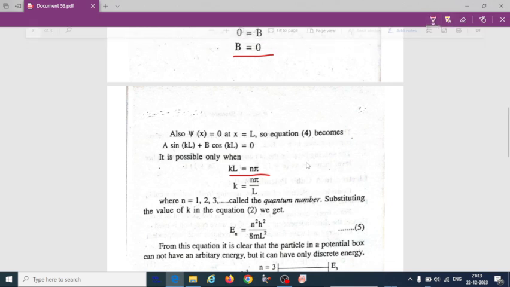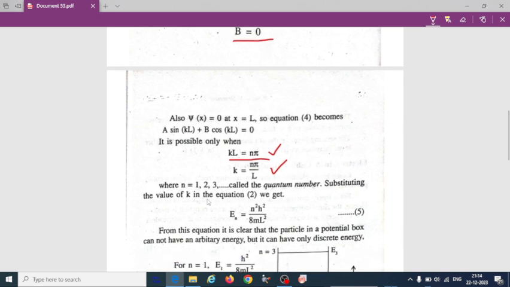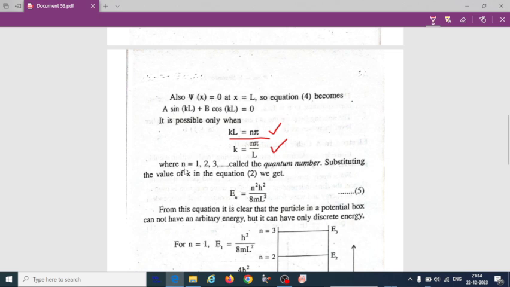Here kL, if we put kL is equal to nπ, sin π is equal to what? That is going to be 0, cos π is minus 1. So k is equal to, here we can take nπ by L. Then n, what is the value of n here? n may have the integer values n equal to 1, 2, 3, which are called quantum numbers, principal quantum number.